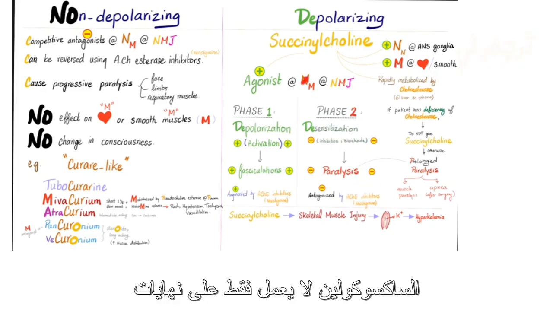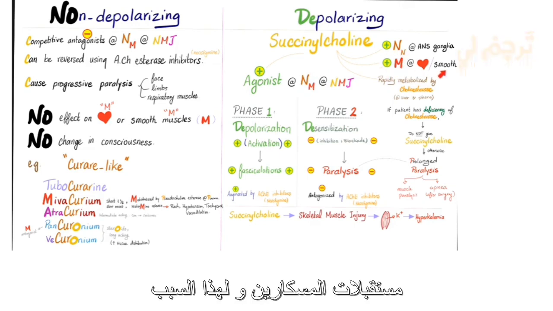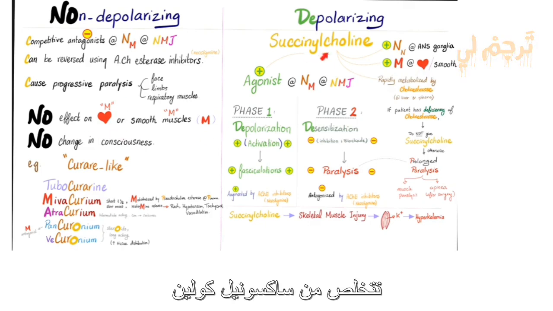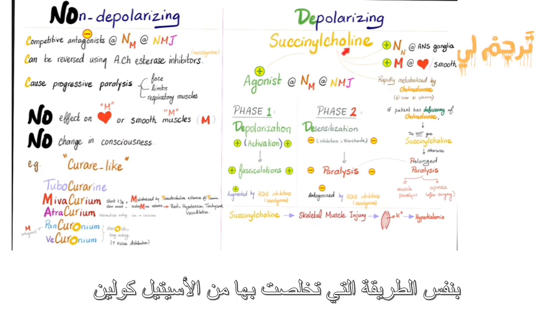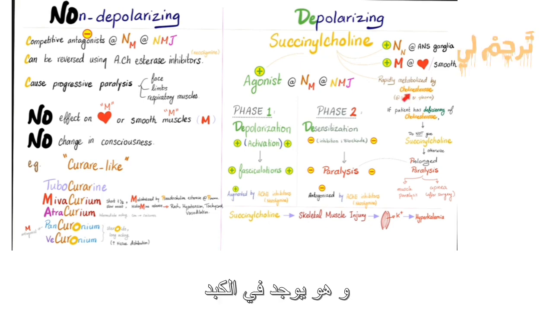Succinylcholine not only works on the N sub M, it also works on N sub N and on muscarinic receptors, and that's why it can affect cardiac muscles and smooth muscles. How do you get rid of succinylcholine? Same way you got rid of acetylcholine. You mean by the cholinesterase enzyme? Absolutely.